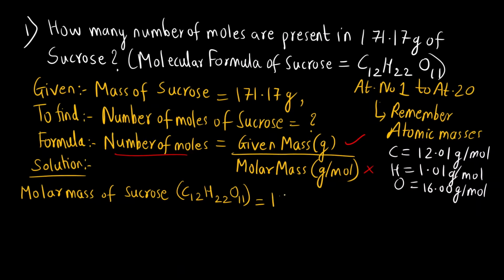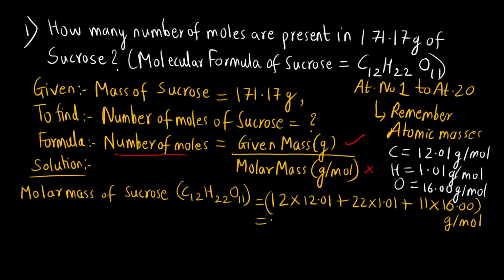The number of carbons is 12, into the molar mass of carbon, 12.01, plus hydrogen, there are 22 hydrogens, into the molar mass of 1 hydrogen, which is 1.01, plus there are 11 oxygens, into the molar mass of oxygen, 16, and the unit of all this is grams per mole. If you solve this, you will find the molar mass is 342.34 grams.